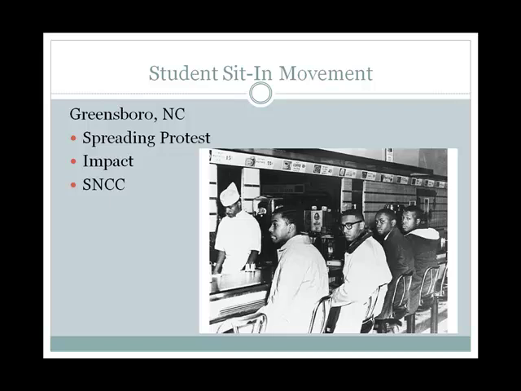By late 1960 and early 1961, student leaders were beginning to call for some kind of organization of the student activists. Ella Baker, who was at that time executive director of the Southern Christian Leadership Conference, called together the young leaders to a meeting at Shaw College in Raleigh, North Carolina.